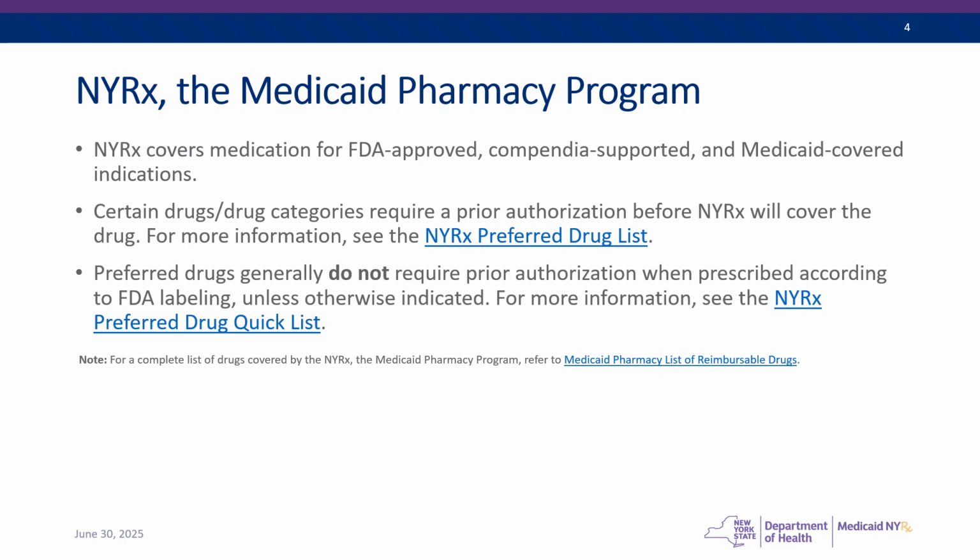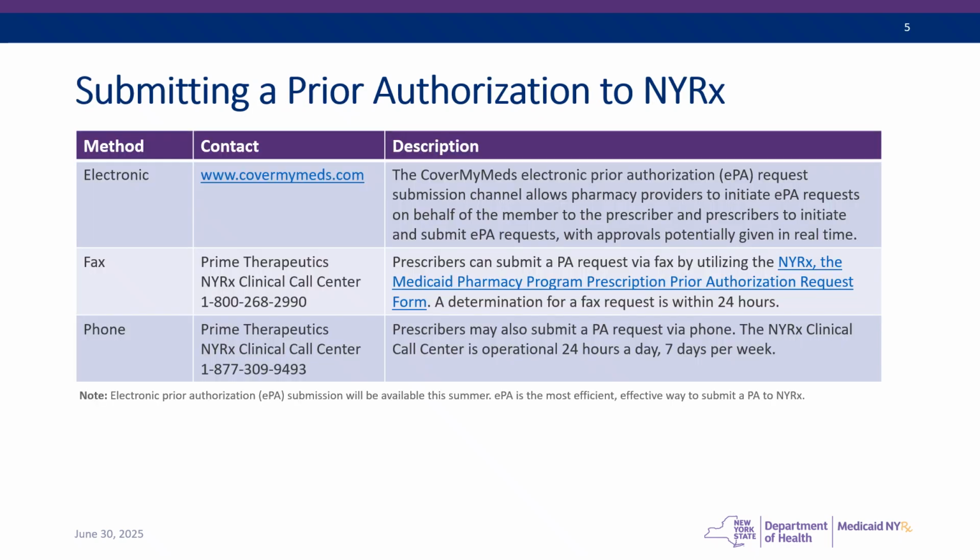Next, we will review the 3 ways the NYRx, the Medicaid Pharmacy Program, accepts prior authorization requests. There are 3 ways to submit prior authorizations: electronically using CoverMyMeds, by fax, or by phone. This slide provides contact numbers and guidance. We are here today to discuss the electronic method of submission in depth.